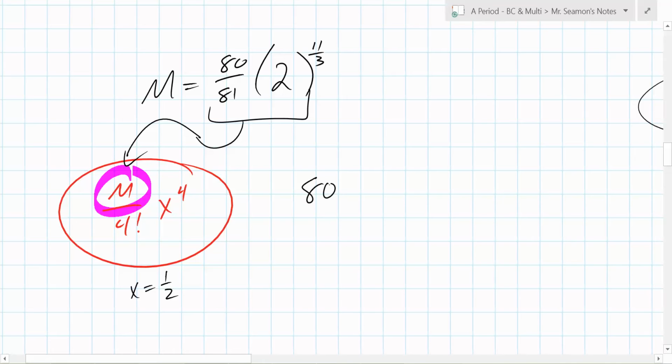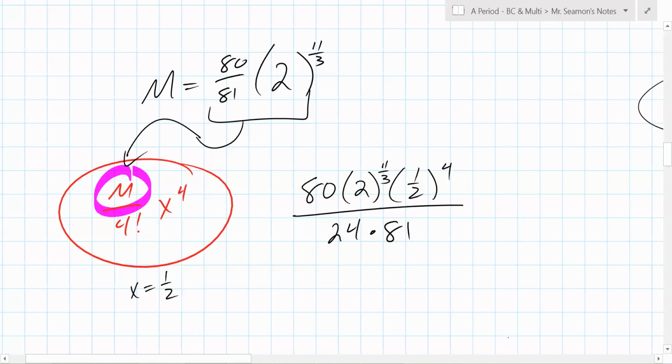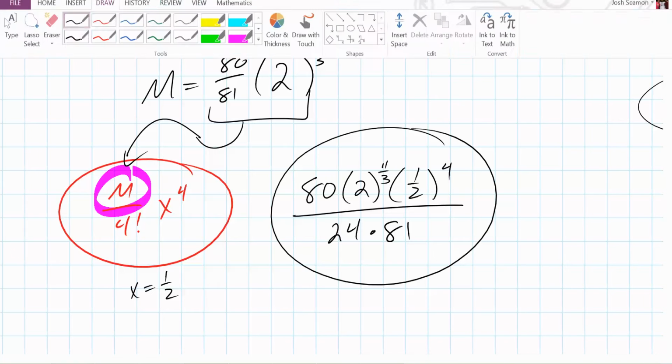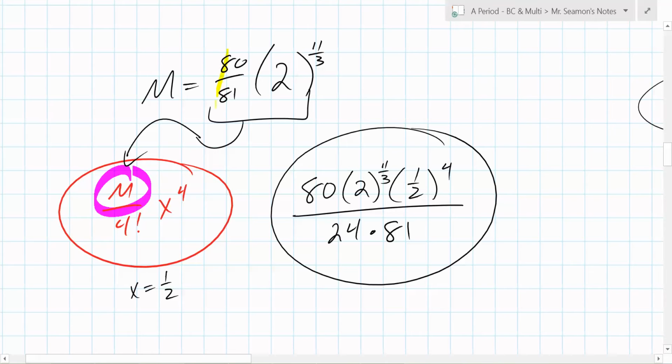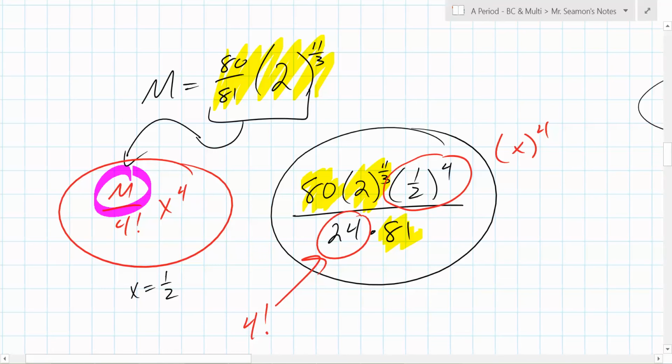We have 80 times 2 to, not 20, that would change the answer a lot. 2 to the 11/3 times 1/2 to the 4th, all over, what's 4 factorial? Times 81. I'm going to shade things so you can track where they're coming from. Here is our m value, right here, 80, 81, and this right here. You with me so far? What does this represent? That's the x to the 4th, and this right here is the 4 factorial.